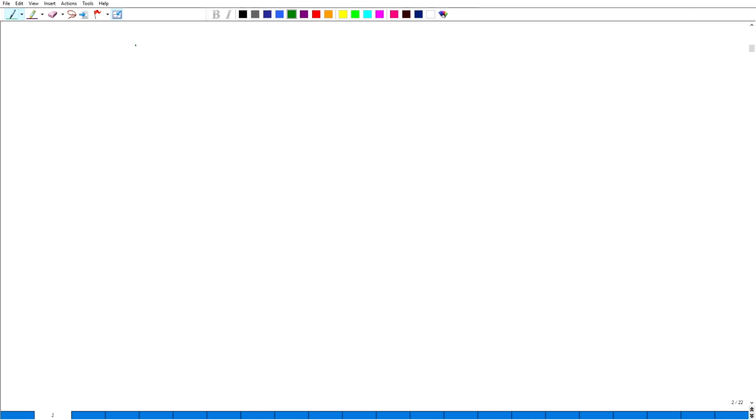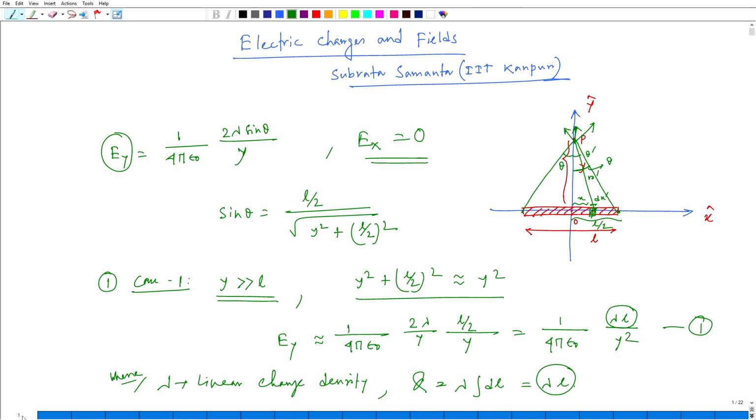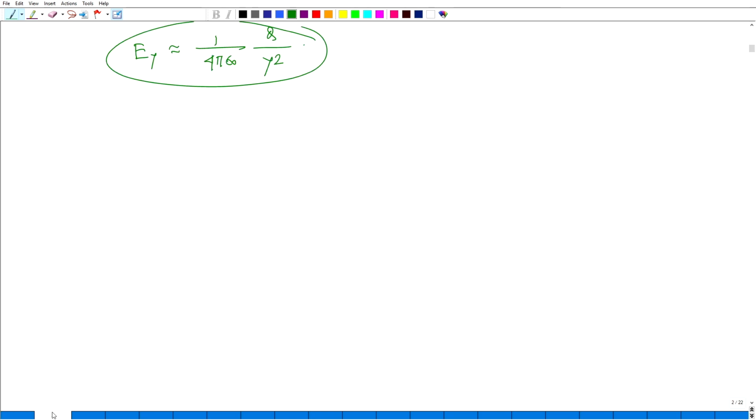The expression for E y becomes 1 over 4 pi epsilon naught q over y square, where q is the total charge. So the system looks like a point charge. When we observe at a distance much greater than L, the length of the rod, the whole system looks like a point charge with total charge q. This is the electric field due to a point charge.